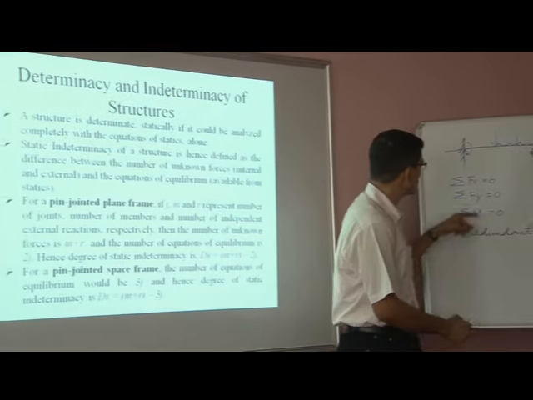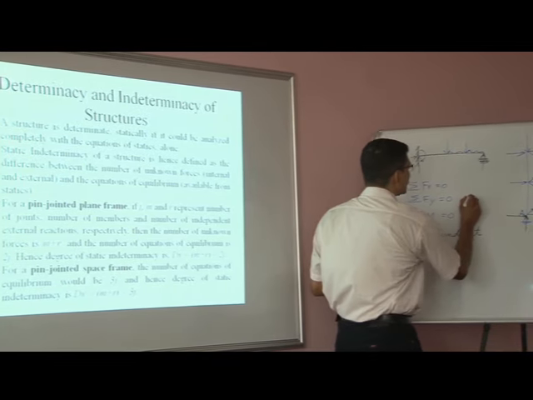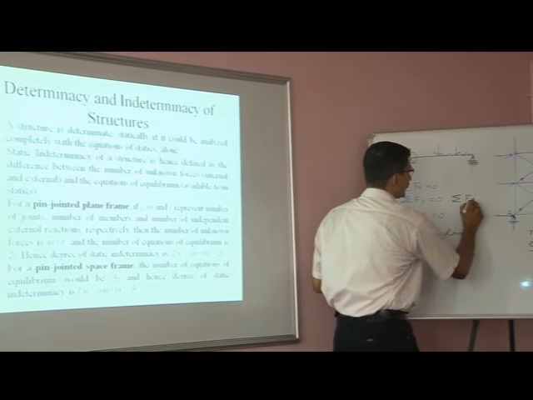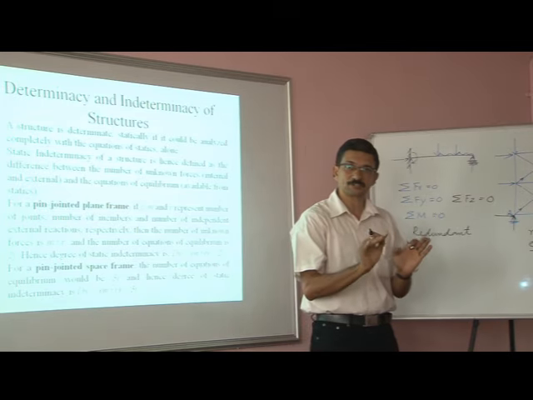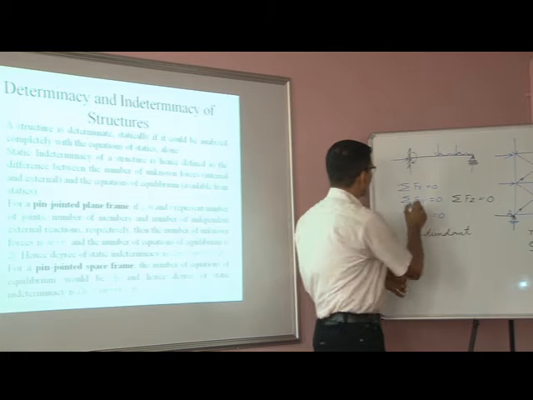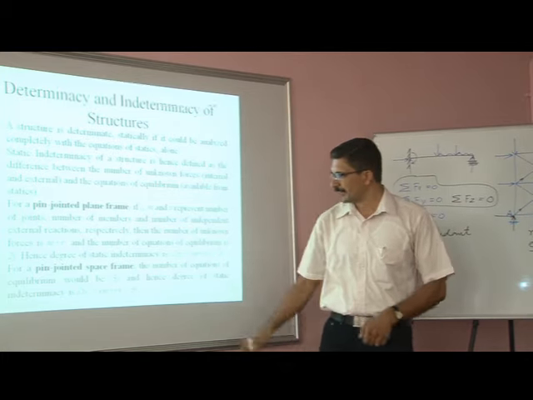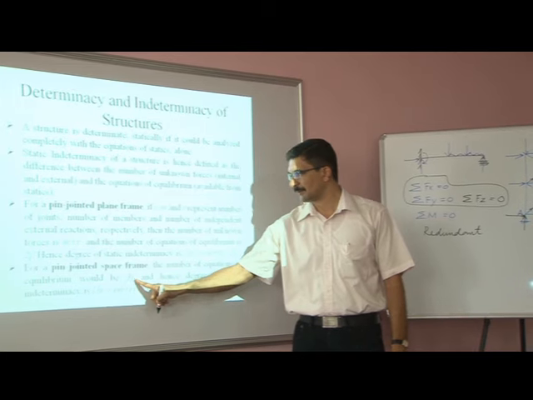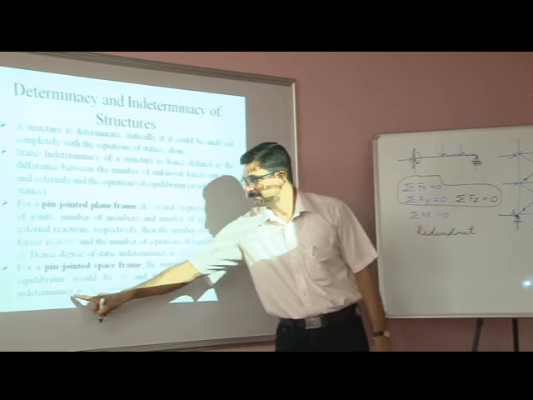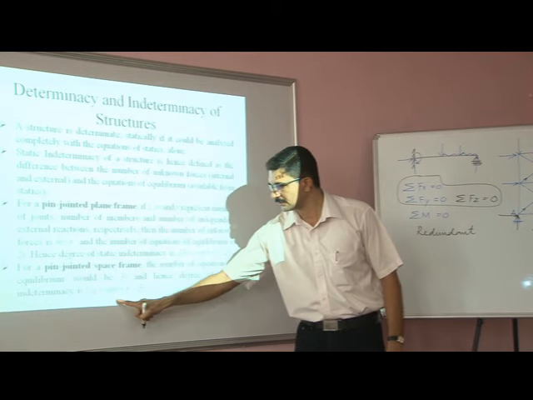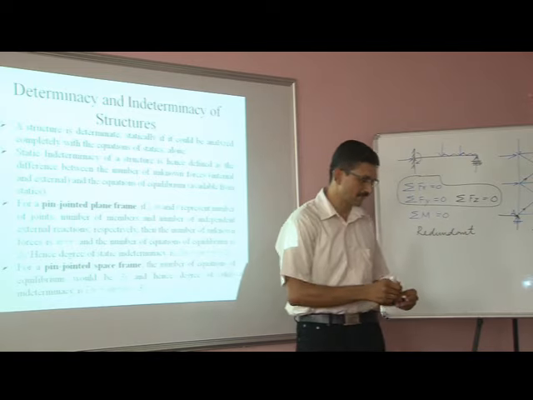That is, in addition to sigma Fx equals 0 and sigma Fy equals 0, we are going to have sigma Fz equal to 0 as the third equation of equilibrium for a concurrent force system in space. These three are going to be the equations available. So if we have j number of joints, 3j equations would be available, and the degree of static indeterminacy in that case would be the number of unknowns, internal plus external, minus the number of equations, right?